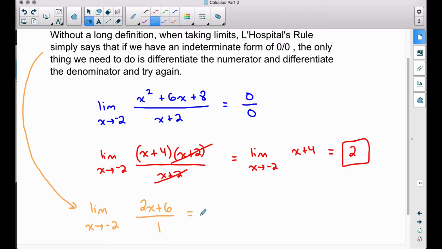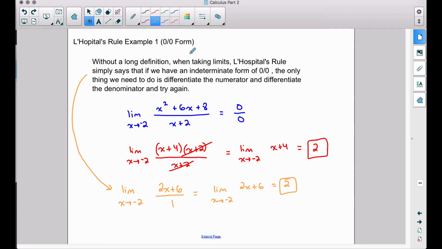Now let's do some direct substitution. We have the limit as x approaches negative 2 of 2x plus 6. And now when we substitute negative 2 in, we have negative 4 plus 6. That gives us the same answer we see above of 2. In the next example, we'll look at another one where we have 0 over 0 form.